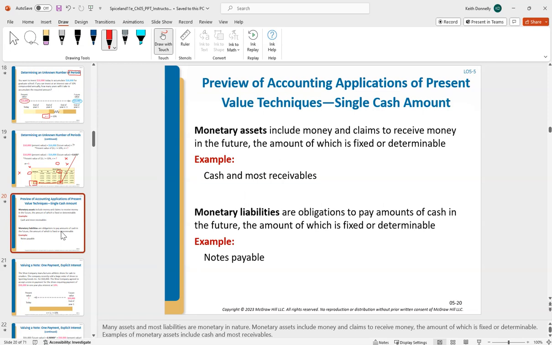All right, then they talk a little bit about monetary assets and monetary liabilities. Monetary assets are basically money and claims to receive money in the future, so you're really talking a lot about receivables here. And monetary liabilities are obligations to pay in the future. You're really talking about notes payable here, okay?